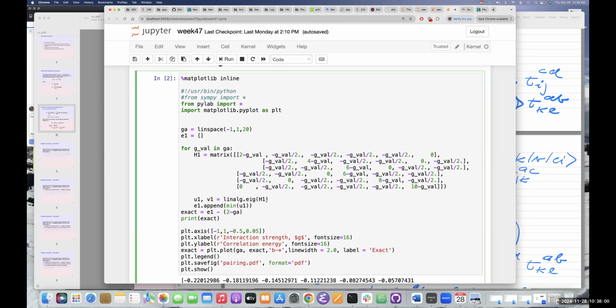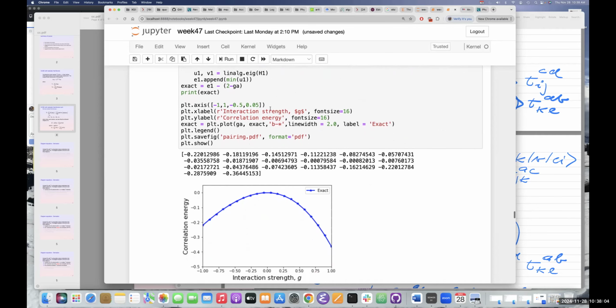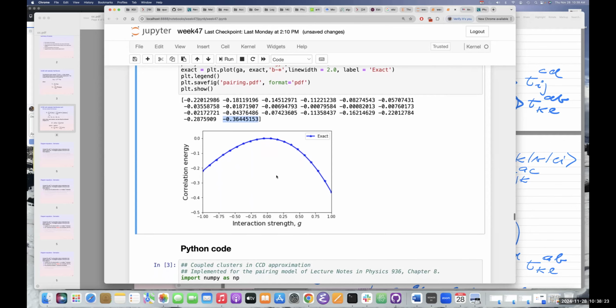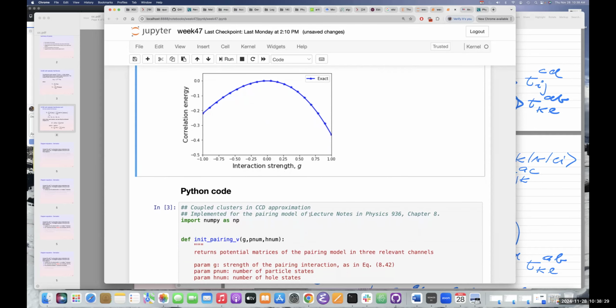We know the exact solutions by diagonalizing. So if we just rerun it, and look at the last point, we have a minus 0.3644, which corresponds to the case where we have G equal to 1 here. So in the code below, I've actually included the coupled cluster case with G equal to 1. And then I simply compare that with what I get by using coupled cluster with doubles only.